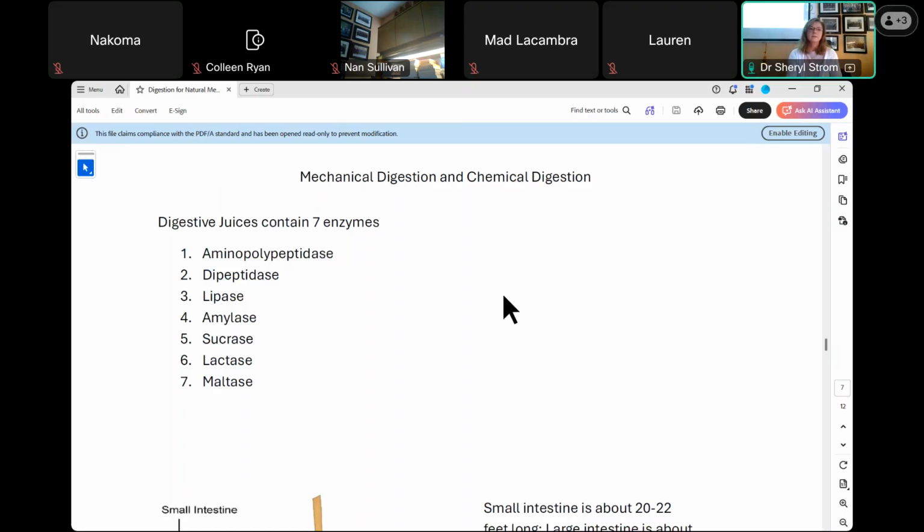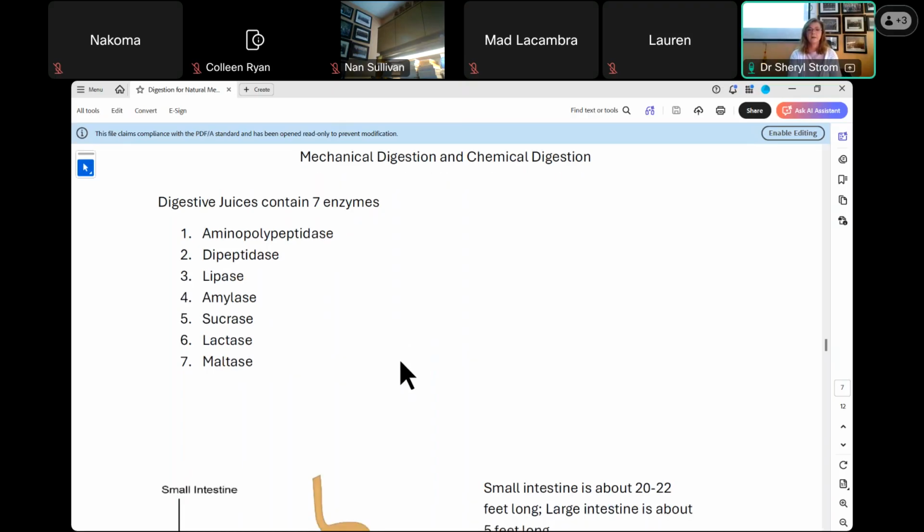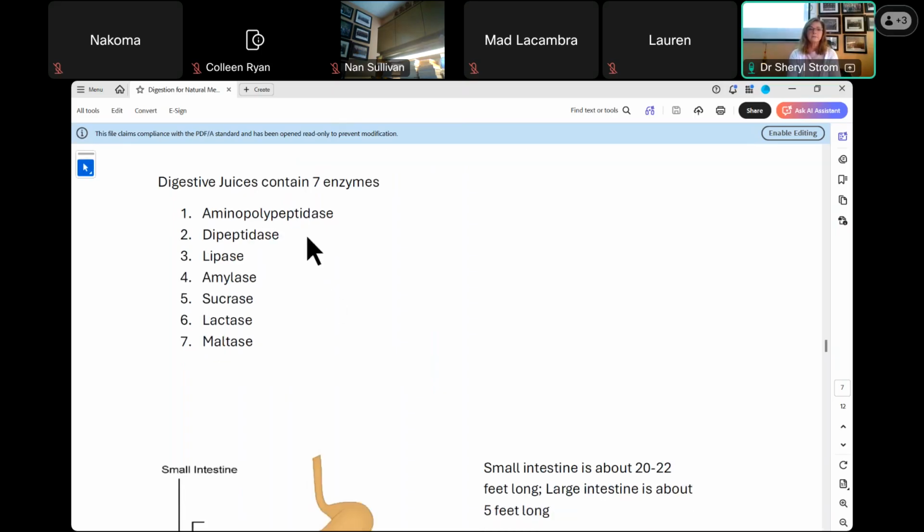Okay, so you have to know these digestive juices contain 7 enzymes. I was also asked to be a little bit more detailed, following Dr. Sullivan. So know these. Enzymes all have ASE after them.